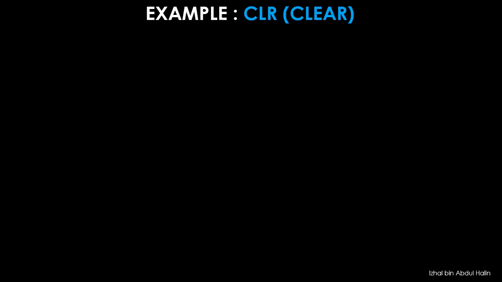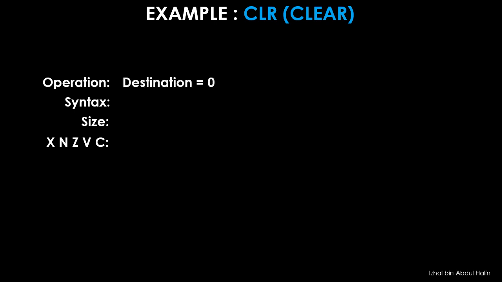An example of the clear instruction is next, the mnemonic is CLR. Let's have a look at the operation, general syntax, size, and how it affects the status register. Upon execution, the destination operand is reset to zero. The general syntax is CLR.size effective address. The size may be byte, word, or long word.